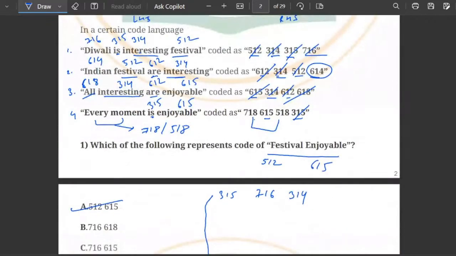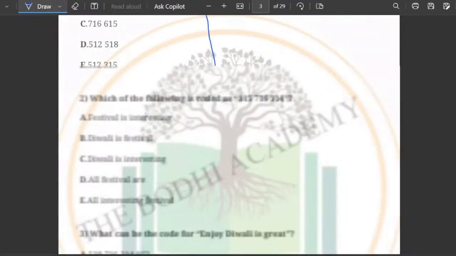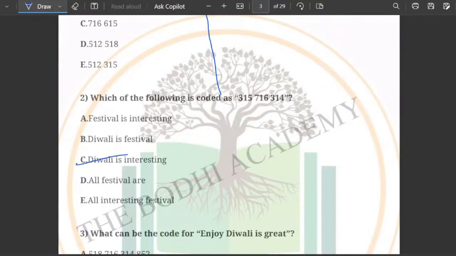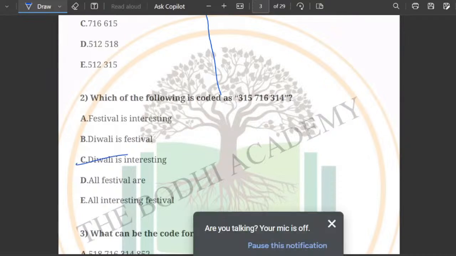Now if you see 315, we have "is". Now what is 716? 716 is Diwali. What is 314? 314 is interesting. So basically, "Diwali is interesting" or "interesting is Diwali", these are the correct answers. Diwali is interesting. C is your correct answer.